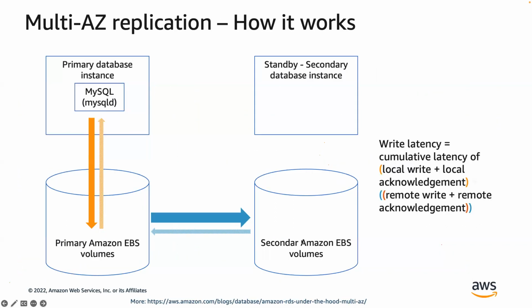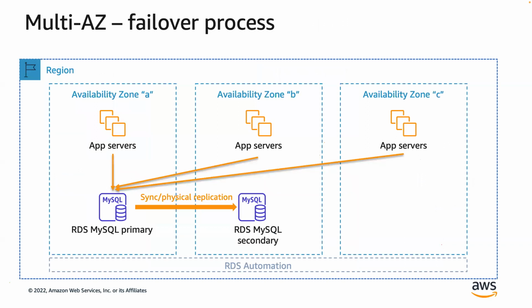So that is a pictorial representation of what is exactly happening in the background, how AWS is handling all of this replication process. It's very, very important to understand how exactly it works from the architecture perspective. Now, if I show you the multi-AZ failover process, it works something like that.